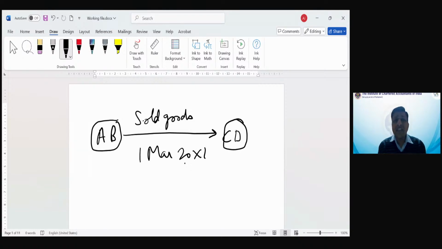Now tell me one thing, in this particular example, can CD recognize revenue? I could see some responses from you. Can CD recognize revenue? Who is CD? Can you tell me who is CD? CD is the customer, buyer. So who will recognize revenue? Seller or the buyer?